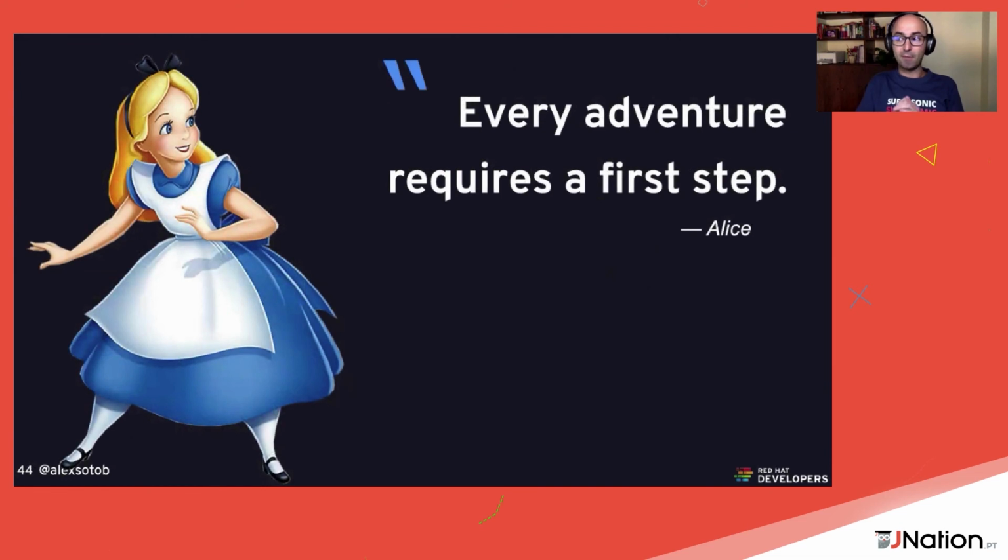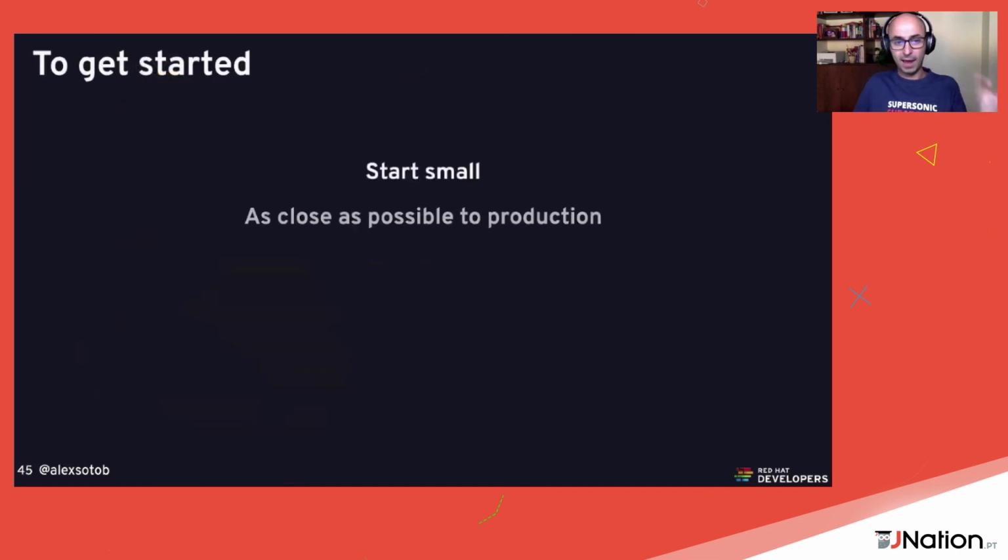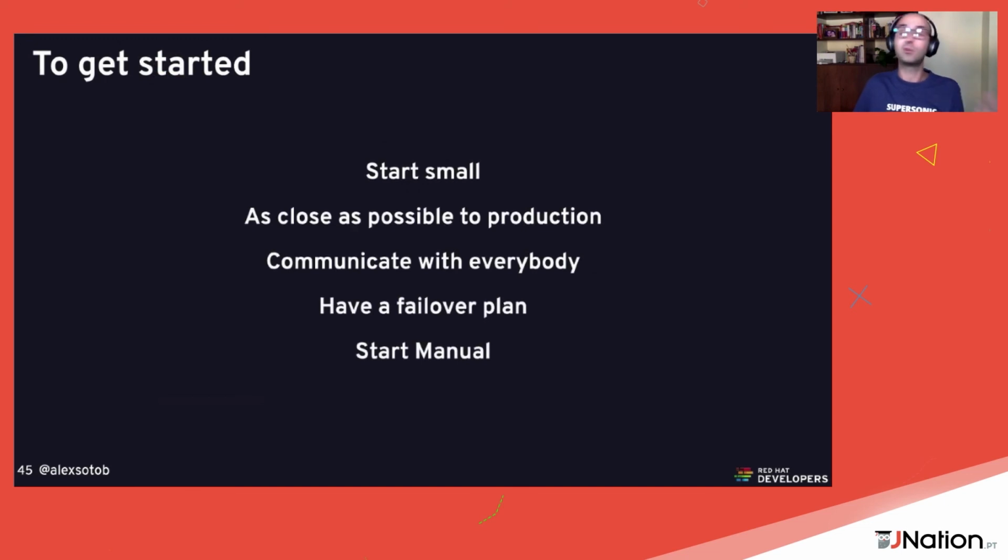Of course, every adventure requires a first step. So don't start with chaos engineering by seeing what happens if you kill all the clusters. Don't do that. Just start step by step with small services and see how it goes. Again, start small, as close as possible to production. Maybe you will not be able to do it in production, but then try to find an environment that is really close to how production looks. Communicate with everybody. Have a failover plan, because things can happen, and you need a really quick way of saying, okay, something went wrong, I pushed this and let's see what's happening. And I recommend that you do not automate everything, just start manually.